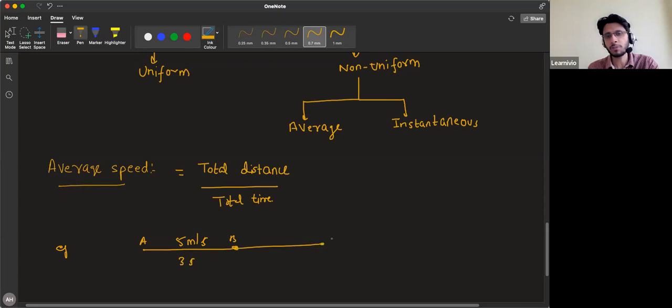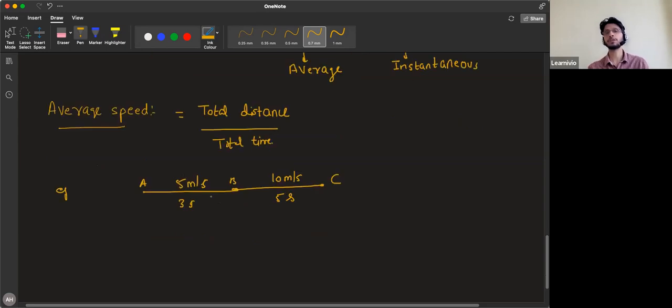Similarly, the same body moves from B to C. It travels with a speed of 10 meters per second, and it takes 5 seconds. You're supposed to calculate the average speed.